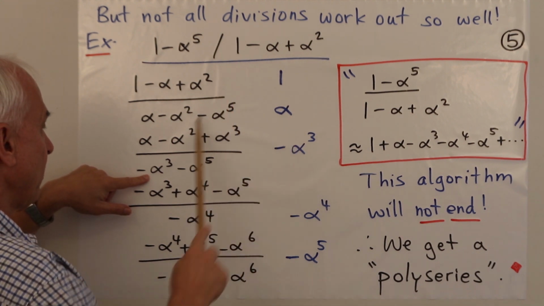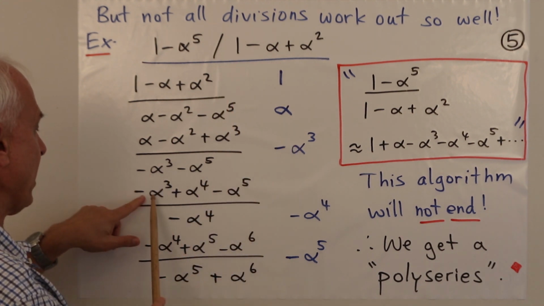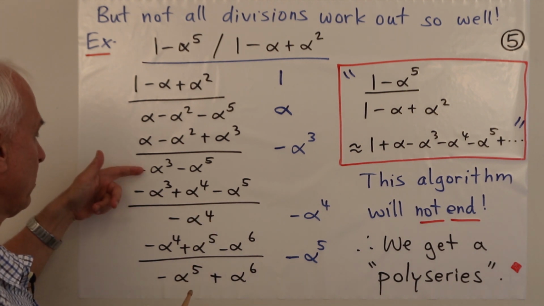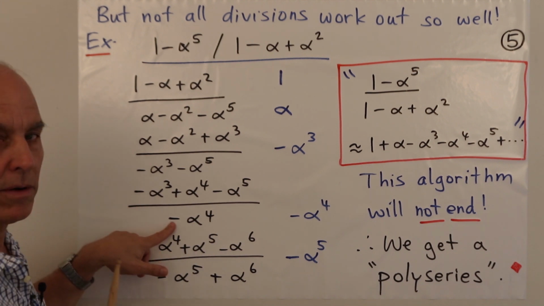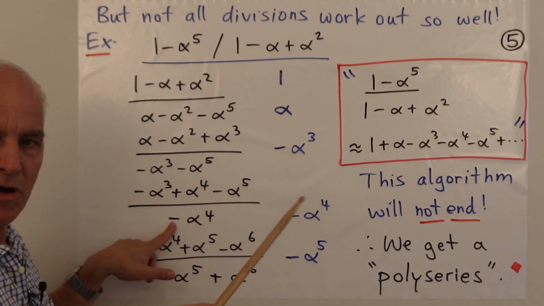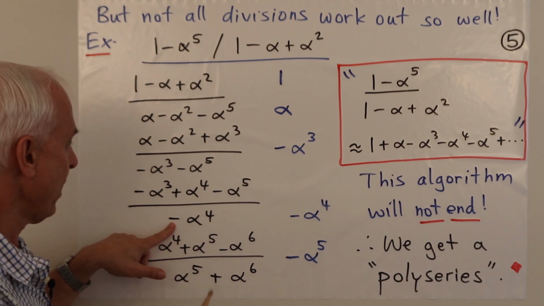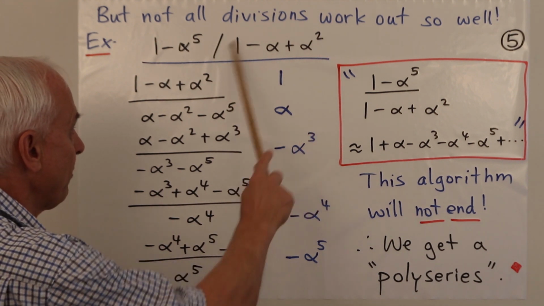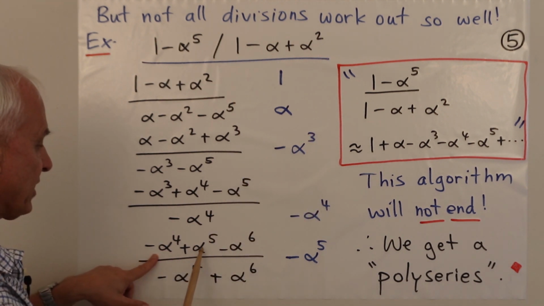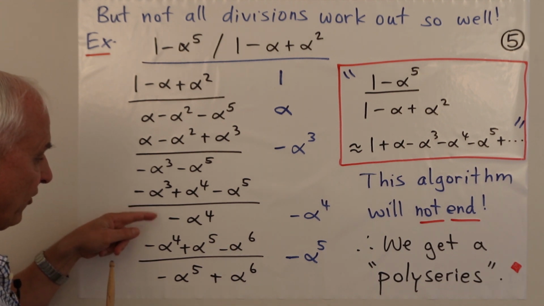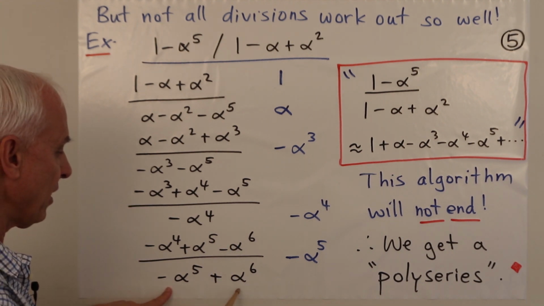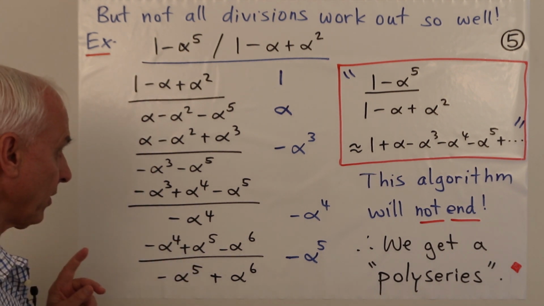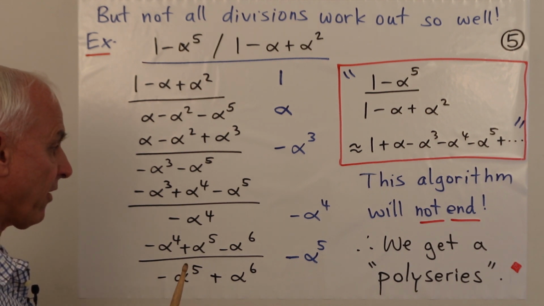How many of these fit into this? Minus alpha cubed of them. Here we have minus alpha cubed plus alpha to the 4th minus alpha to the 5th. We do the subtraction. We get minus alpha to the 4. Actually, so far it's looking very much like what we did in the last example. And how many of these fit into minus alpha to the 4? Well, minus alpha to the 4 of them. This multiplied by minus alpha to the 4 is minus alpha to the 4 plus alpha to the 5th minus alpha to the 6. We subtract this minus this. We get minus alpha to the 5th plus alpha to the 6th. Last time we got 0. This time we're not getting 0. So we could carry on.